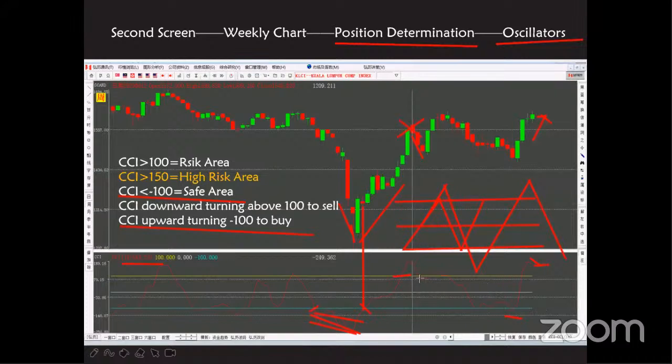So this is the second screen, based on the weekly chart, and we use CCI to determine whether it is in the low position or the high position. Then it can help us to make a decision whether we can buy or cannot buy.